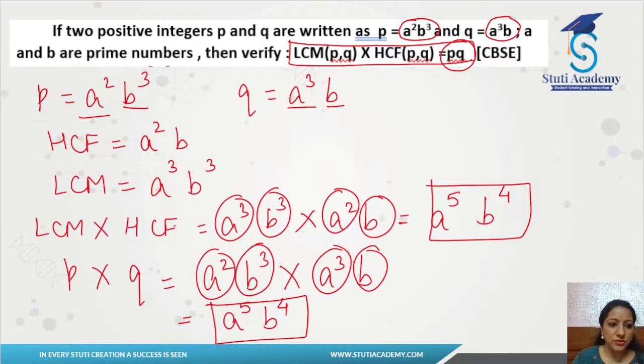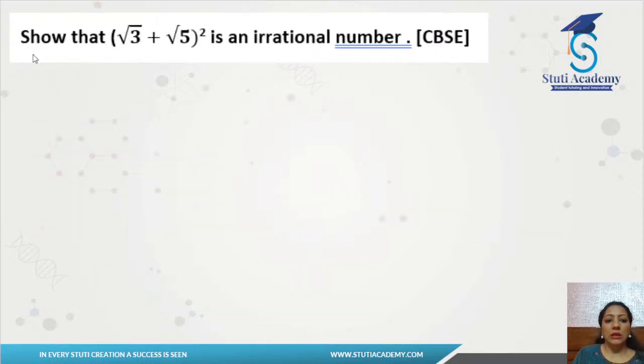We'll discuss one more question since we have time. Okay. Now let us discuss this one. Show that root 3 plus root 5 is an irrational number.